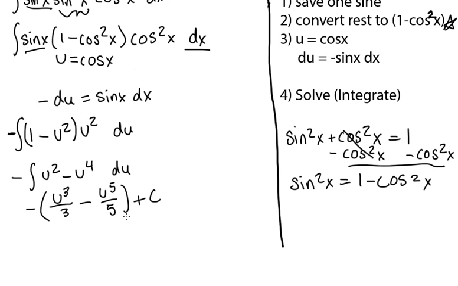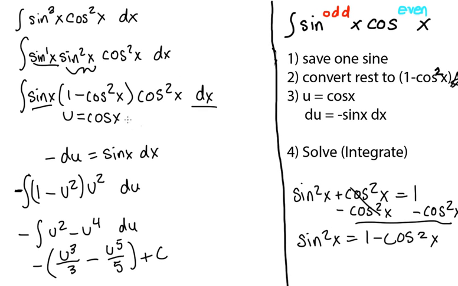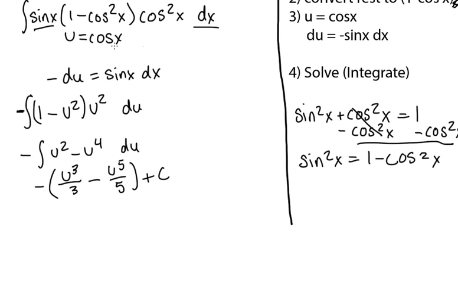Now, we have u's, but we started off with x's, so we need to go back to x's. So we have to substitute back. So u is the same thing as saying cosine x, so wherever we see a u, we're going to put in a cosine x.